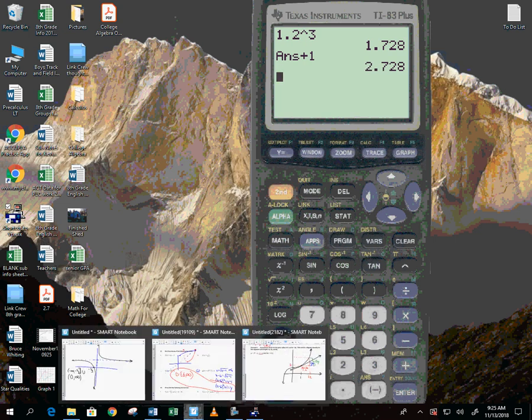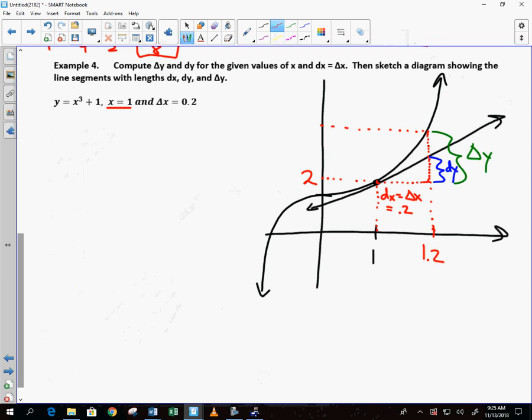2.728. Are we okay with that? Everybody good? No concerns? Awesome. Then it says compute delta y and dy. Delta y is equal to, it's staring you right in the face. If it was a snake, it would bite you. 2.728 minus 2 is 0.728.